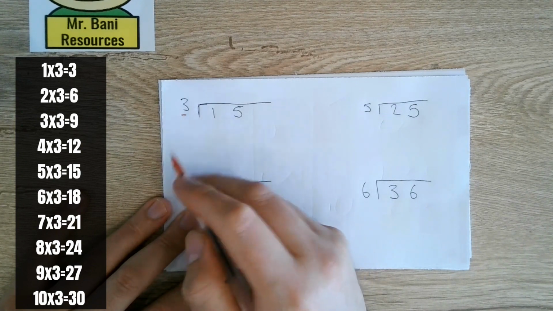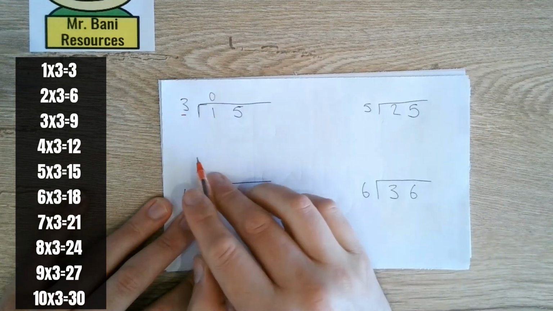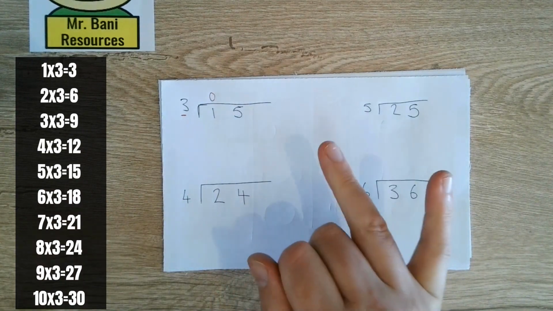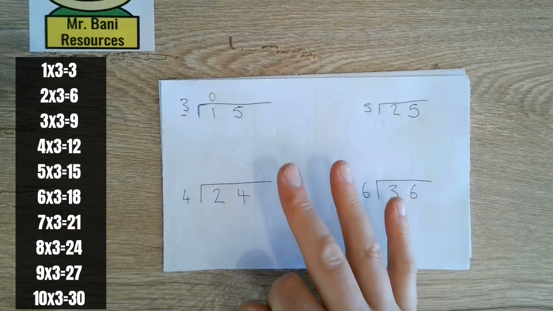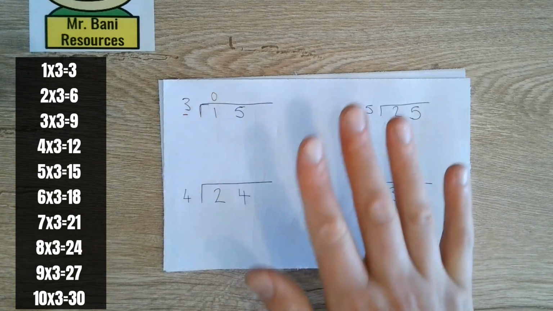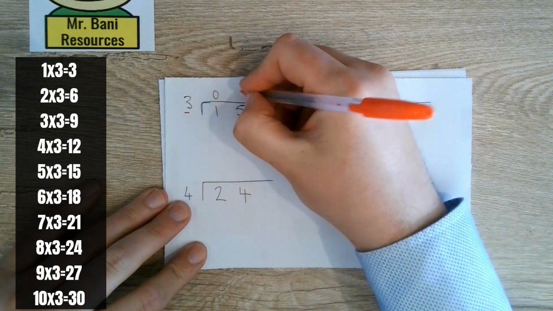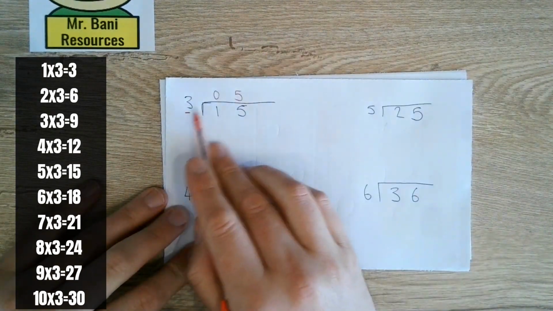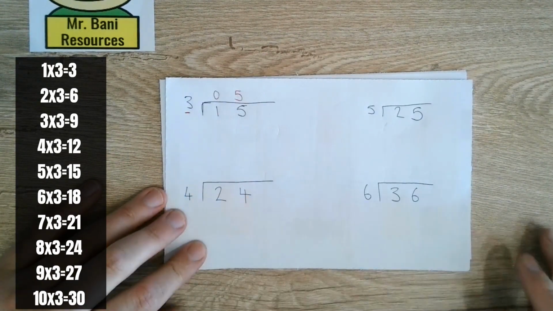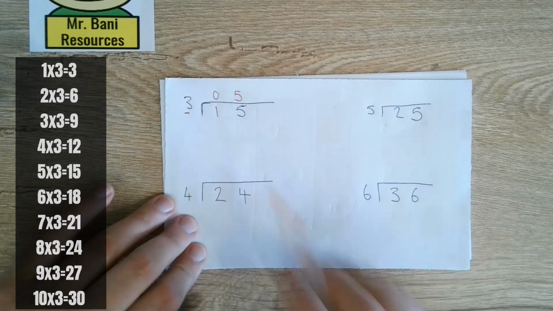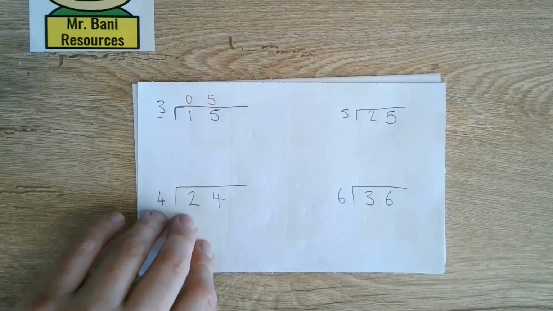Does 3 go into 15? How many 3's go into 15? 3, 6, 9, 12, 15. So how many is that? 5. So we got 0 3's going into 1, but 5 3's going into 15. So how many 3's go into 15? 5. Let's move on to the next one.